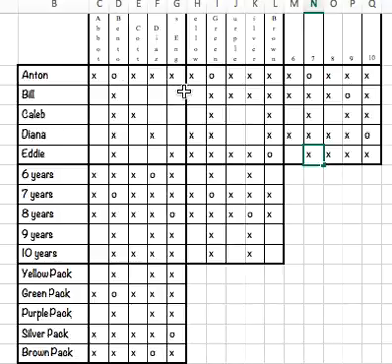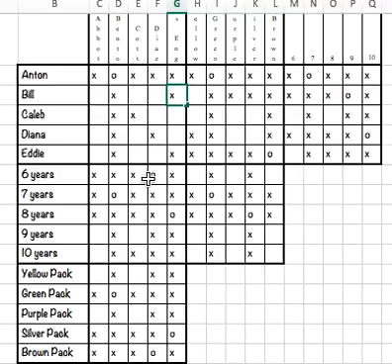And then going back here, we can also say, let's say we wanted to start with the 8-year-old. And we know the 8-year-old has a silver pack. And we look over here and here's the silver pack, so we know that. And we know the 8-year-old can't be Eddie, Bill, or Anton. So we put that here. The 8-year-old here can't be Eddie, Bill, or Anton.